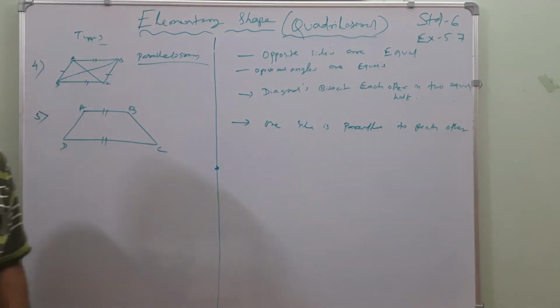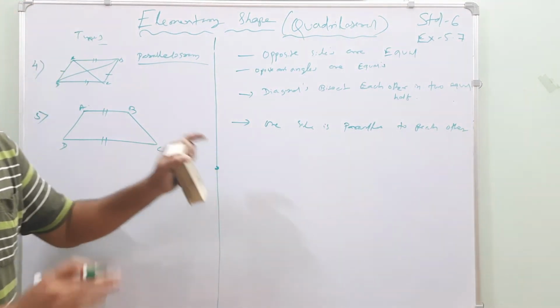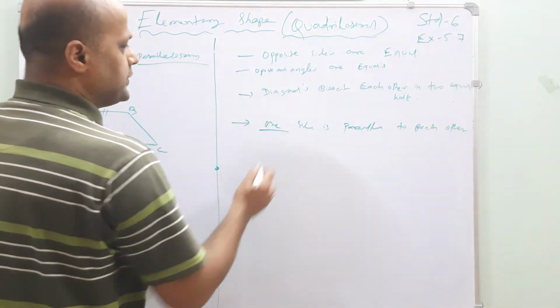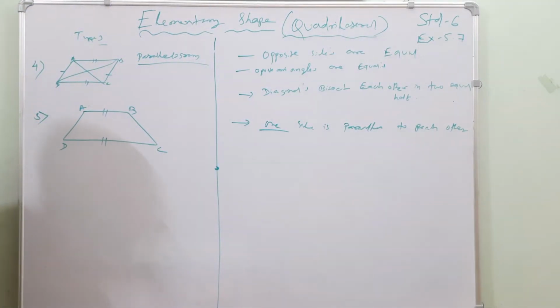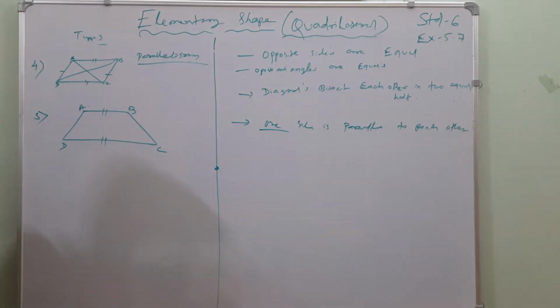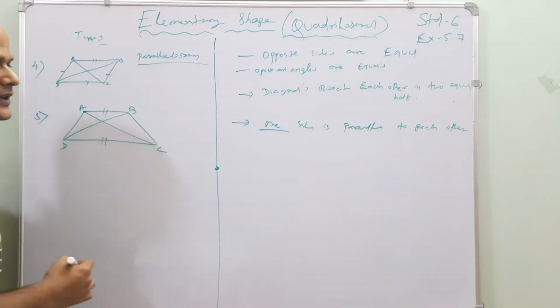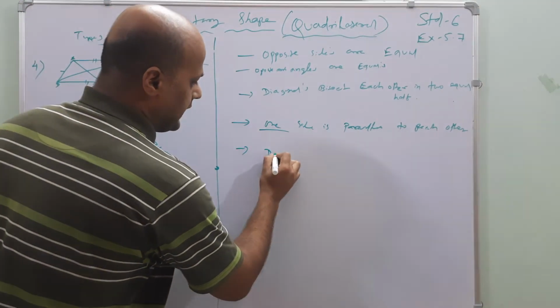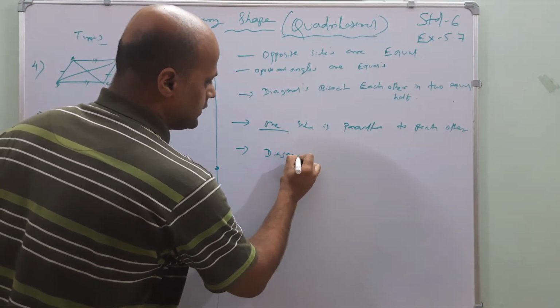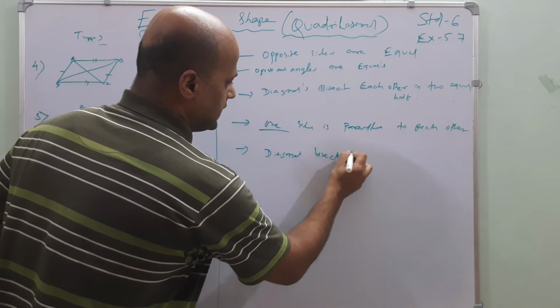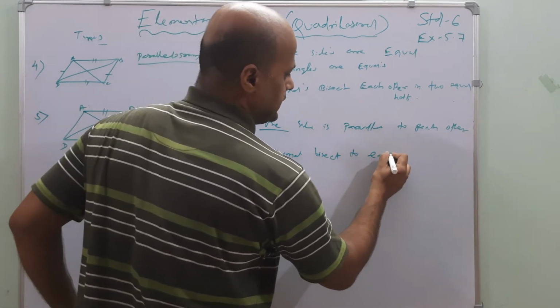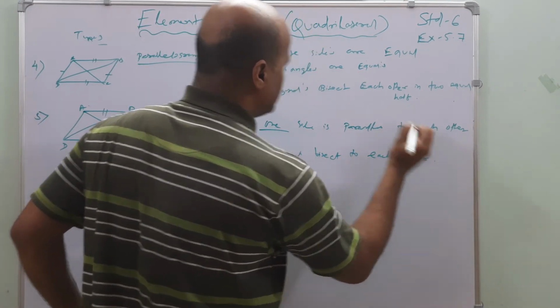Okay, understood, my dear friends? This is the only one property of a trapezium. Understood? Are the diagonals like that? Yes, you can say it. Here AC and BD, if two diagonals, I will say that the diagonals bisect each other. Only bisect each other.